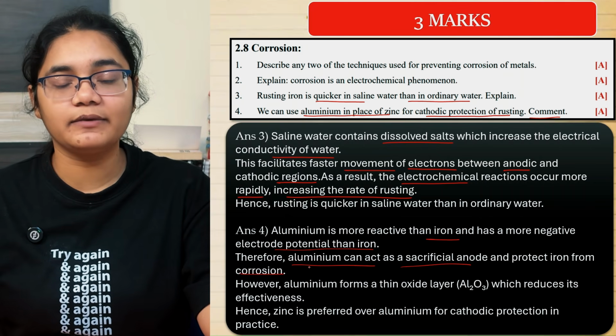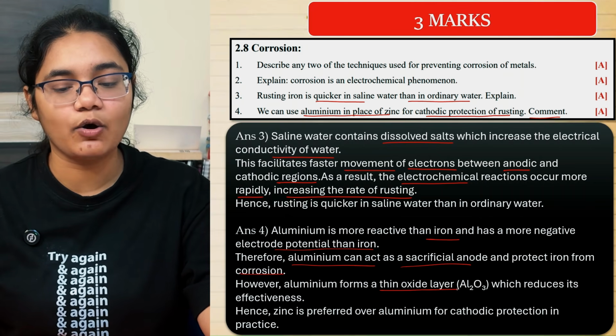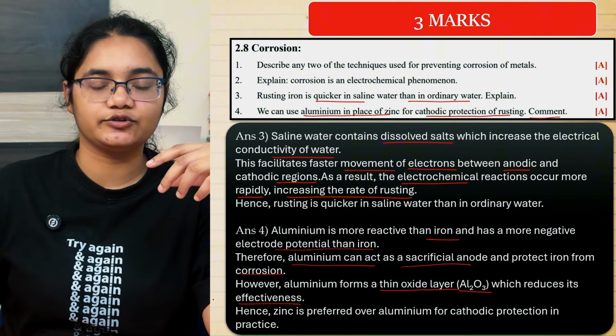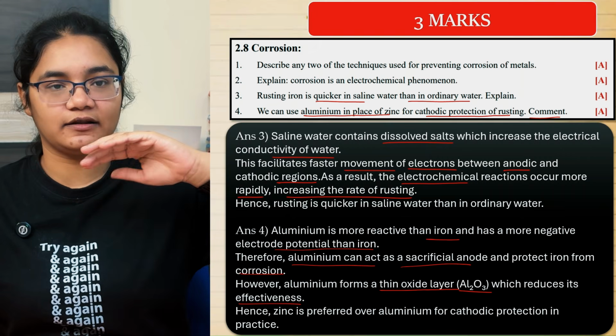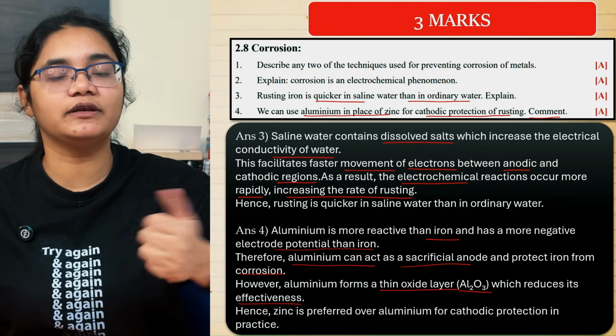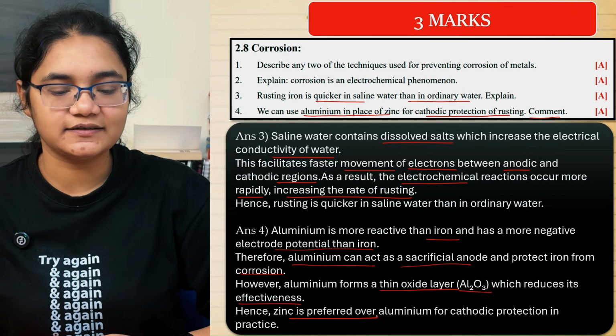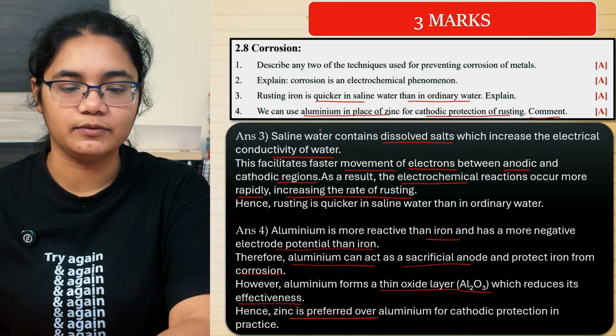But what is the problem with aluminium? It forms a thin oxide layer, aluminium oxide, which reduces its effectiveness. If the rod gets converted to aluminium oxide, then the cathodic protection decreases. So that is why zinc is preferred over aluminium.